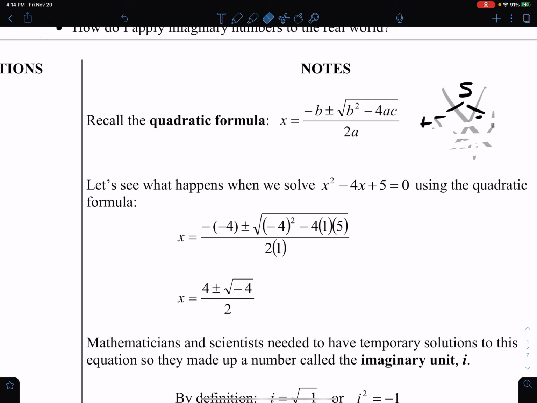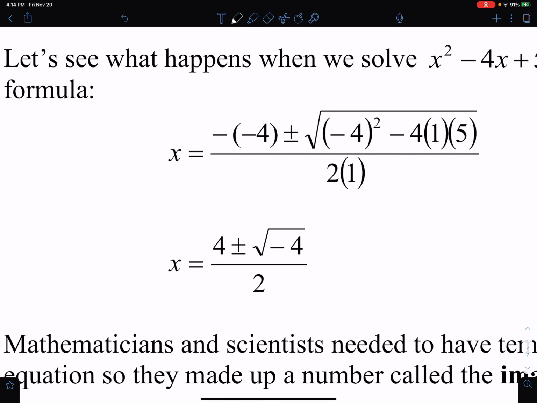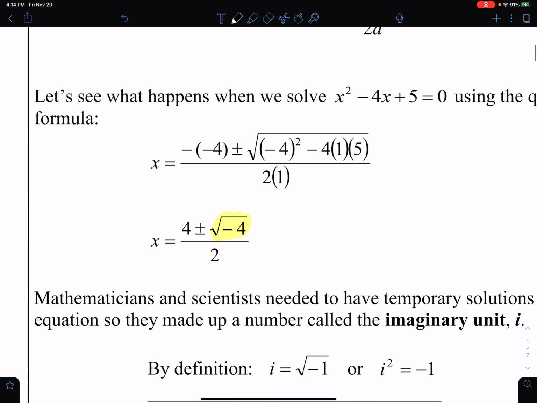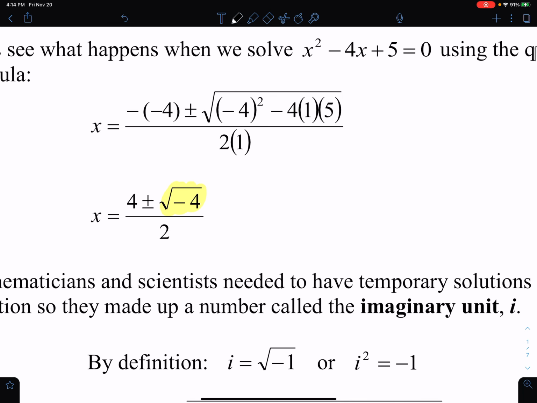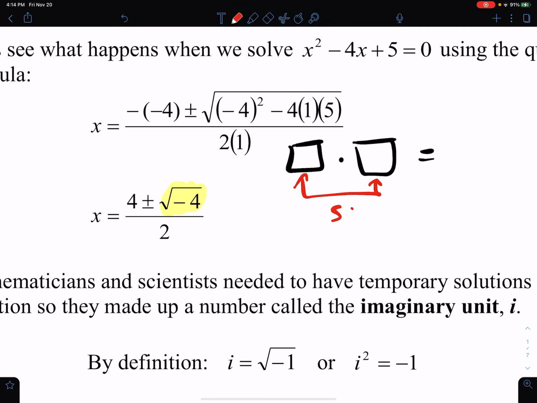So we would be forced to use the quadratic formula. And we're doing that, and then we get stuck right here, because we get the square root of a negative 4. That's a contradiction to us, because by definition the square root means I need to take something and multiply it by itself. So whatever's in each of these boxes needs to be the same number, and I'm trying to get a negative 4 as an answer.